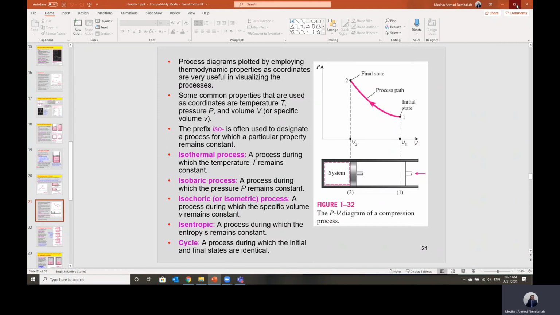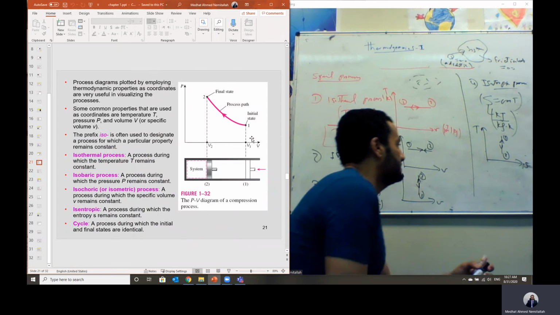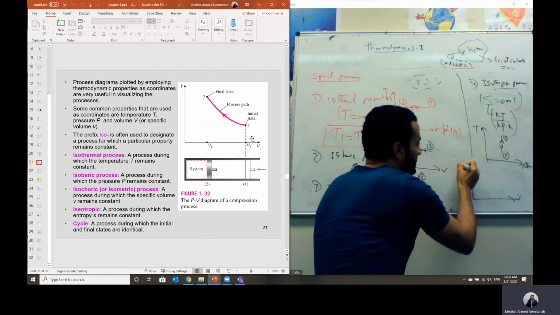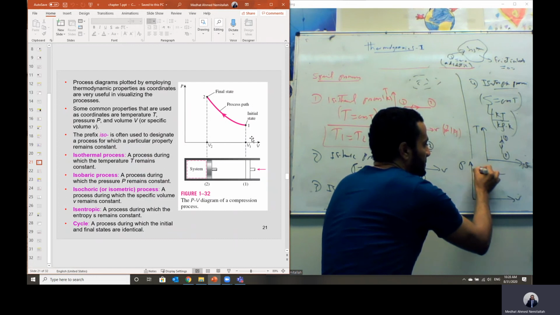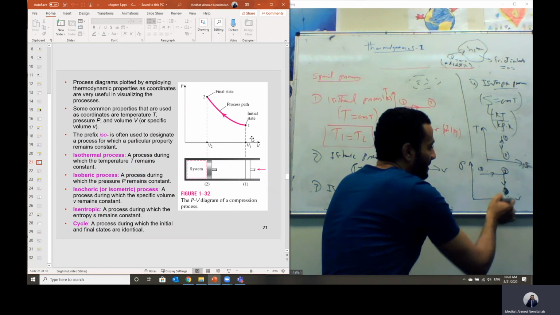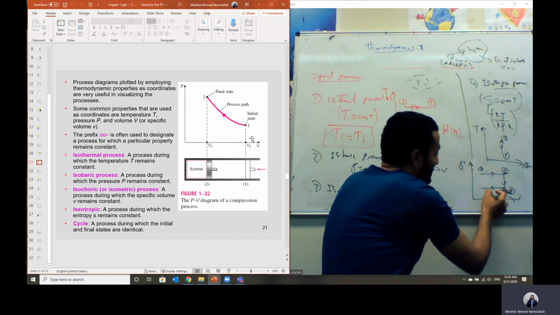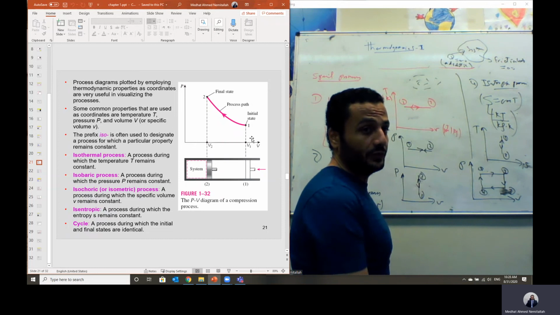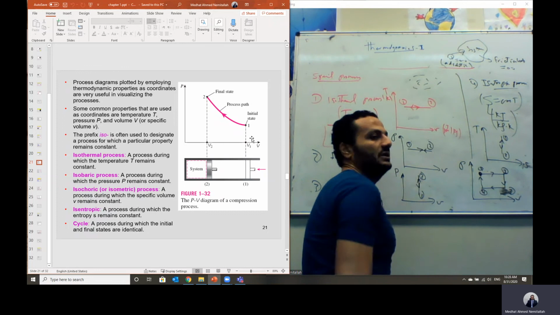What is the difference between a process and a cycle? A cycle is a series of processes starting from one point and ending at the same point. On the PV diagram, say we have a process from 1 to 2 at constant pressure, isobaric, then another process from 2 to 3, isochoric, another isobaric process from 3 to 4, and a final isochoric process from 4 to 1. Now we started from point 1, did a series of processes, and got back to the same point.